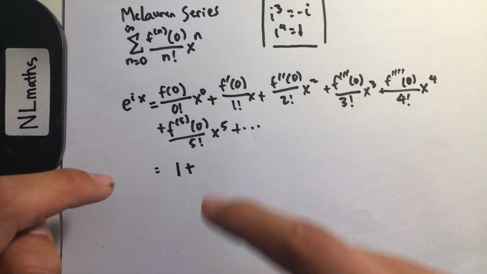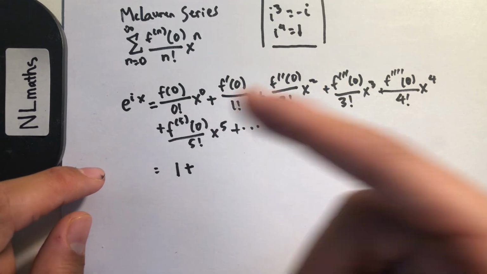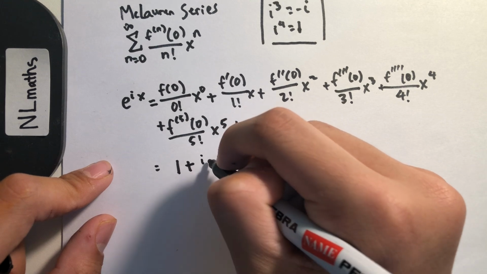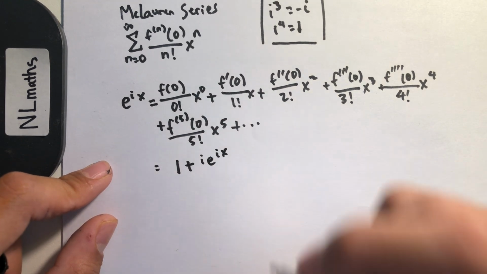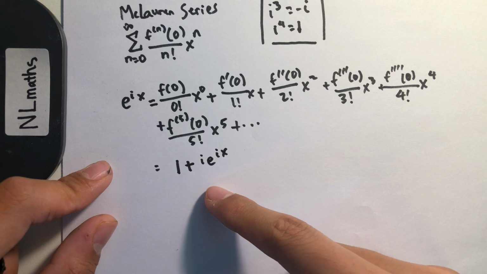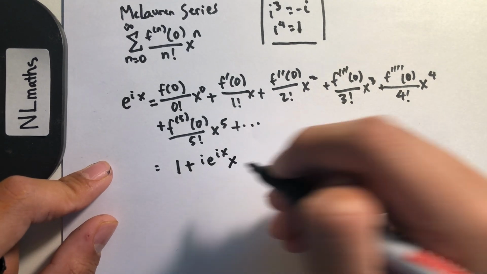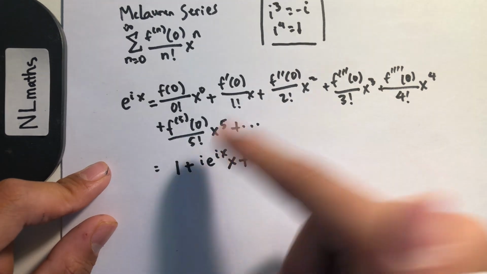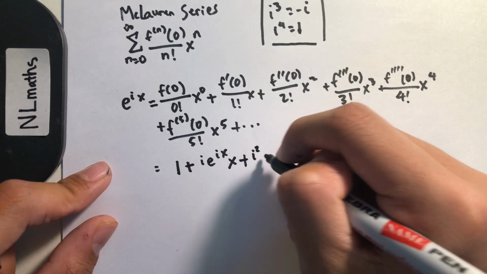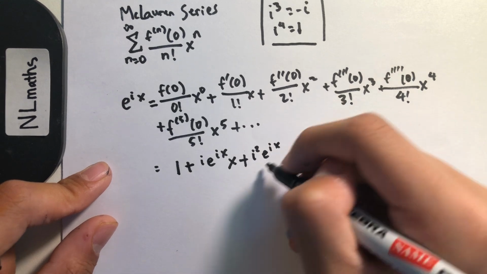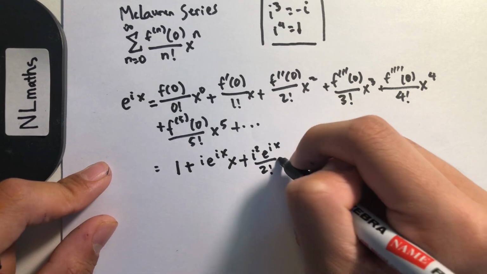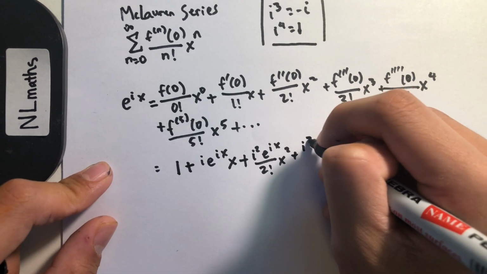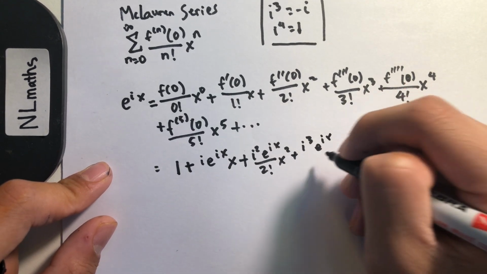So back to this, 1 plus f prime of 0 is going to be i times e to the ix. So I'm going to write that fully. And over 1 factorial, that's 1 times x. So that's the second term of the series. Plus f double prime, so that's i squared. And I think you can see the pattern here, so I'm going to quicken this part up.